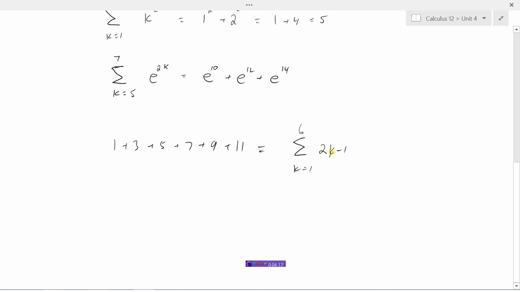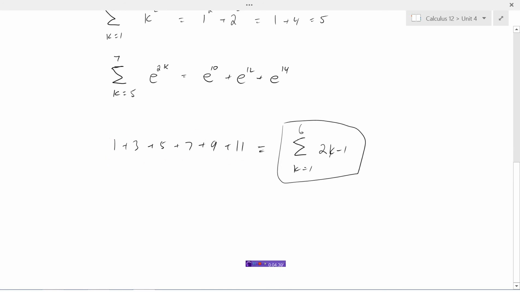Let's just check that this would work. Putting in 1, 2 times 1 is 2, 2 minus 1 is 1. Put in 2, 2 times 2 is 4, 4 minus 1 is 3. That's right, and we're adding all these terms up, and there are a total of 6 of them. 1, 2, 3, 4, 5, 6. So this would be a shortcut way of expressing the sum of all of these terms.